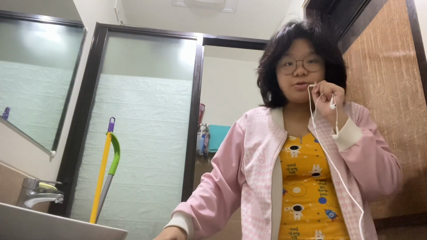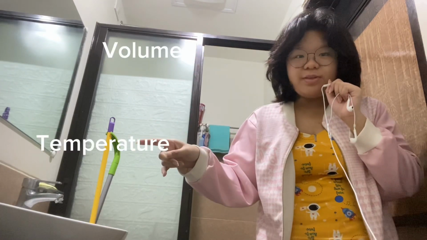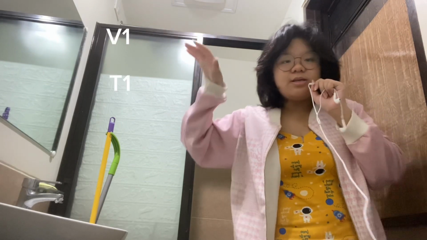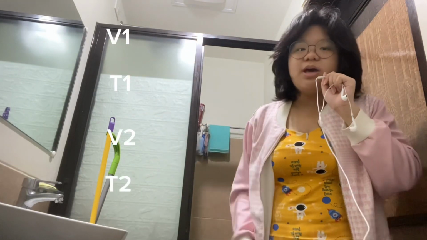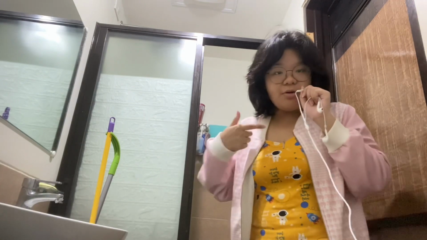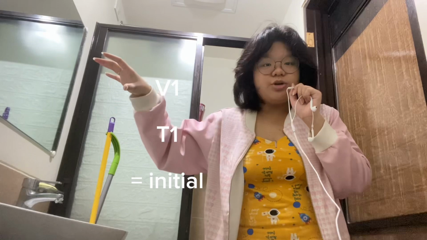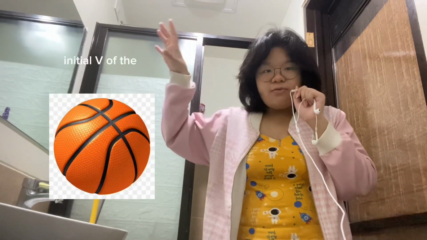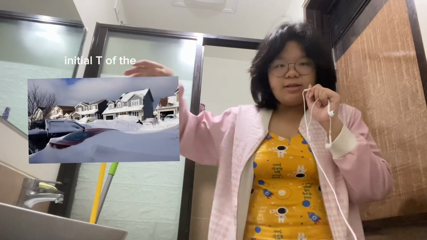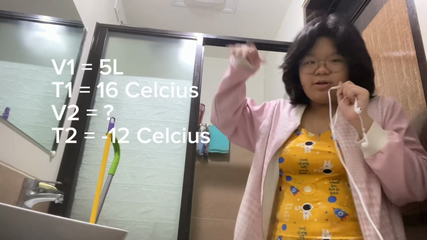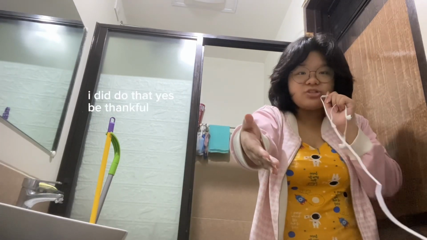Charles' law, the two things in it are volume and temperature. So there's going to be volume 1, temperature 1, volume 2, and temperature 2. In my scenario, volume 1 and temperature 1 are the initial volume of the ball and the initial temperature in Canada. So let's say here are the values. I can't think of any right now, I'll just have Ashley do it for me in post editing.